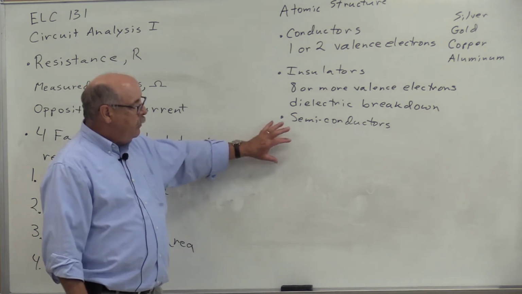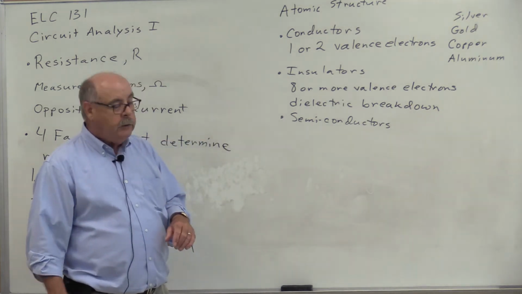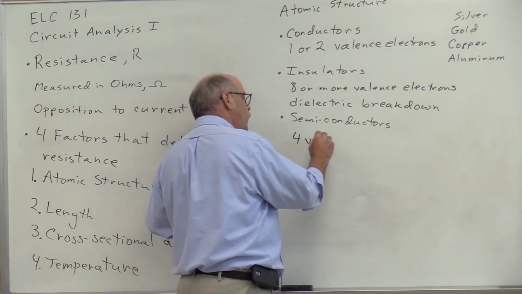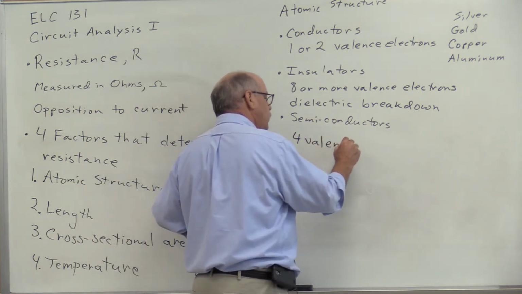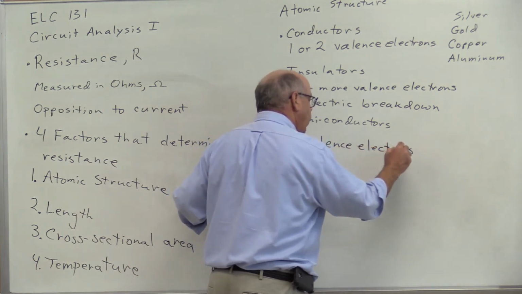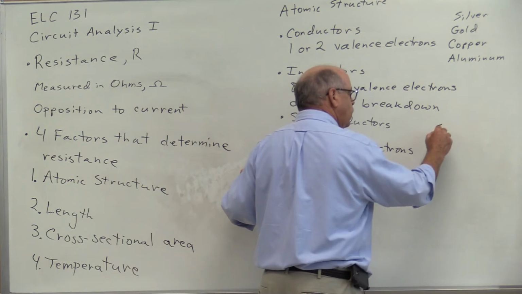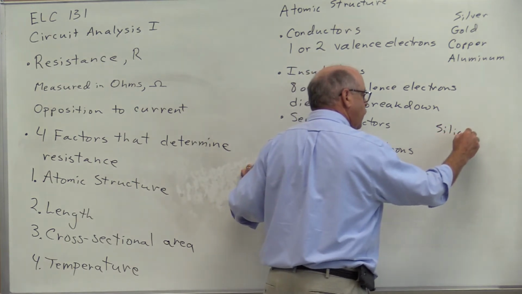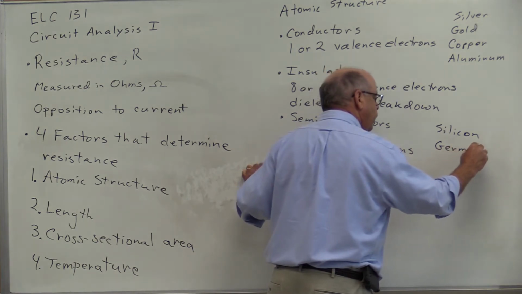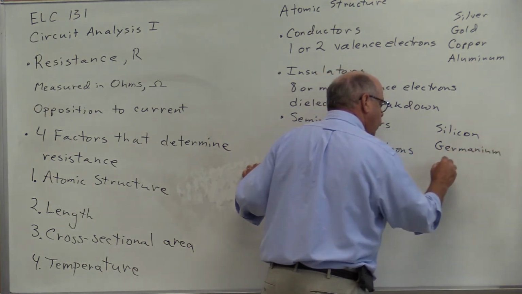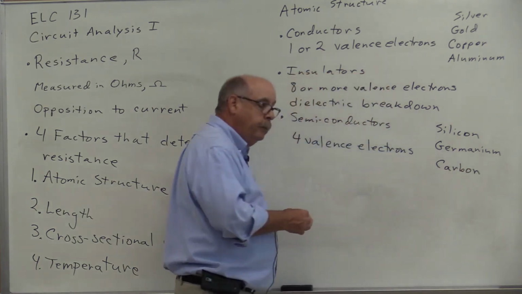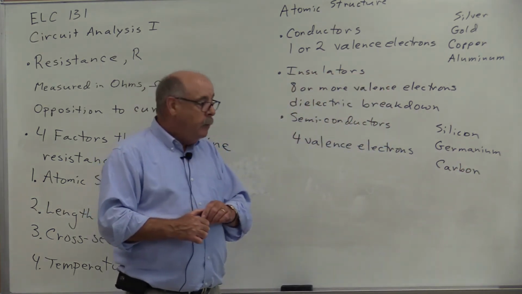Now, the third category are semiconductors, and semiconductors all have 4 valence electrons. And our semiconductor materials are silicon, germanium, carbon, and other group 14 elements.